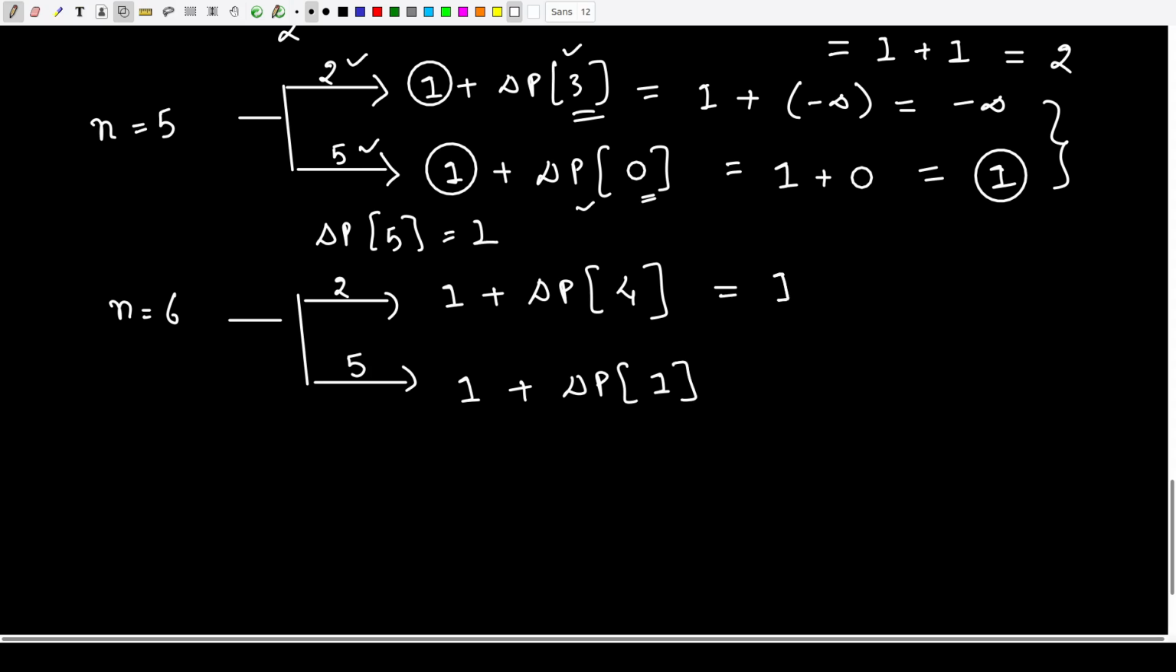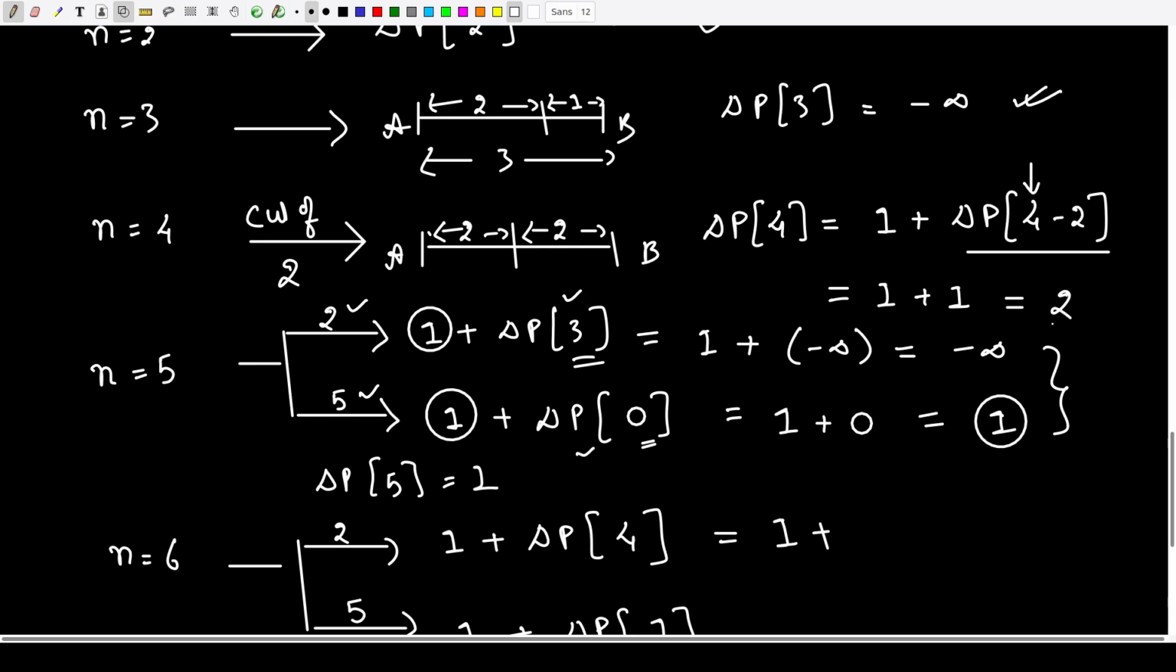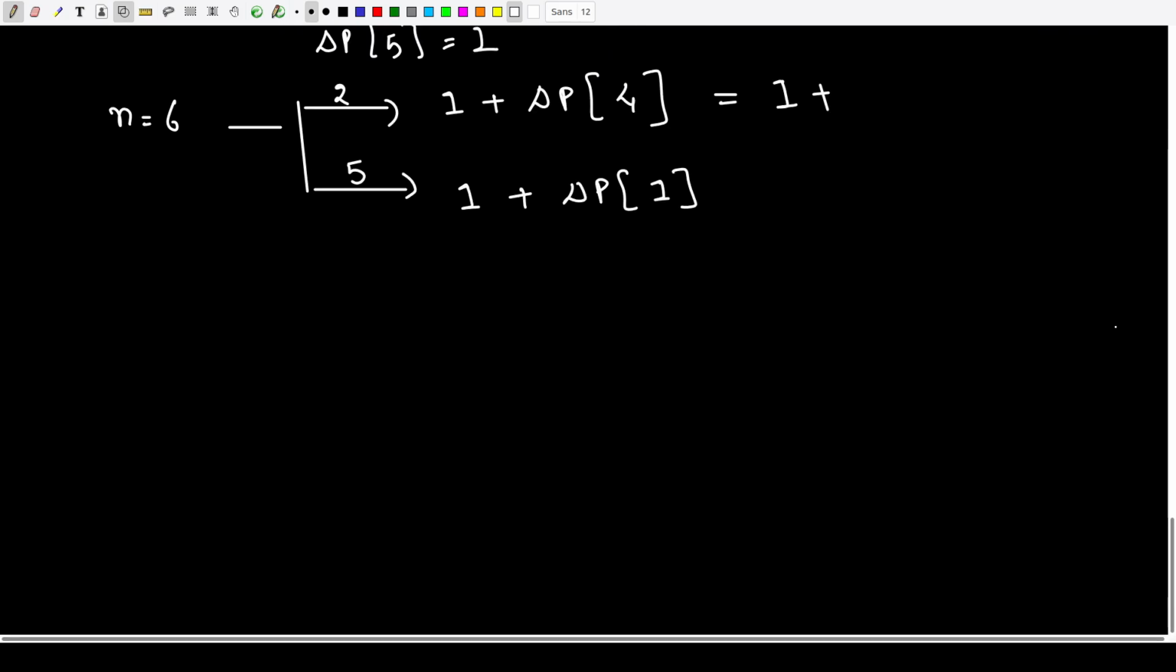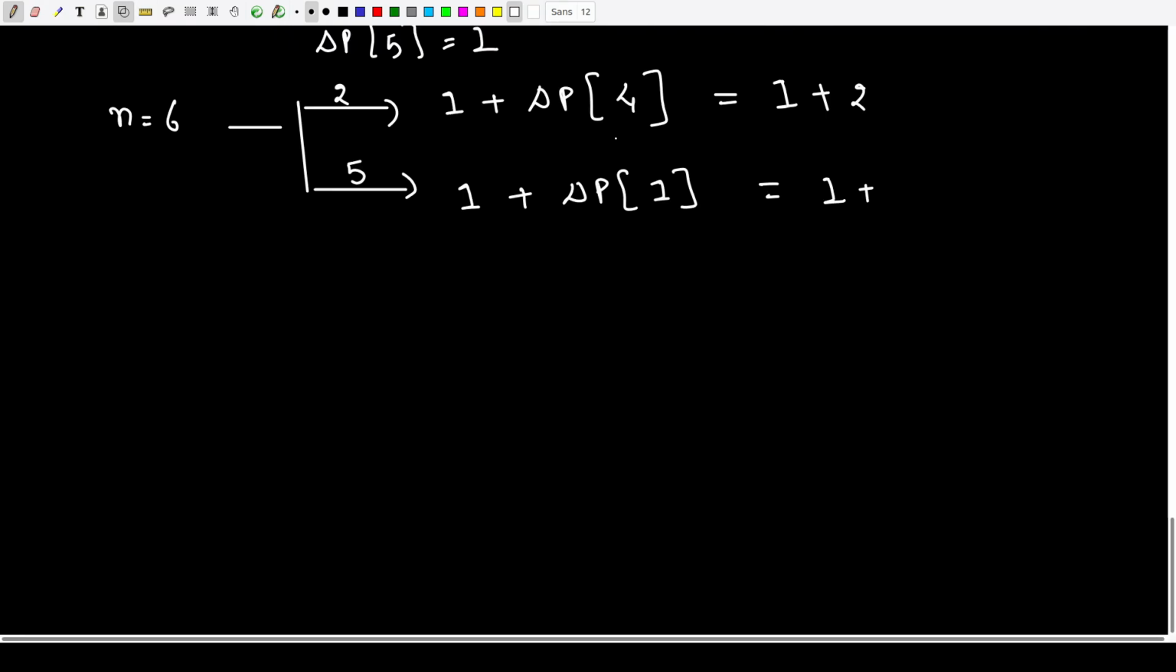So this becomes equal to 1 plus the value of dp of 4, which is 2. So let's have 2 over here, and similarly this will be equal to 1 plus the value of dp of 1. So let us look at our dp table. The value of dp of 1 is negative infinity. So this will be negative infinity. So from here we get 3 and this will be equal to negative infinity. And since we have to find the maximum, dp of 6 will be equal to 3.